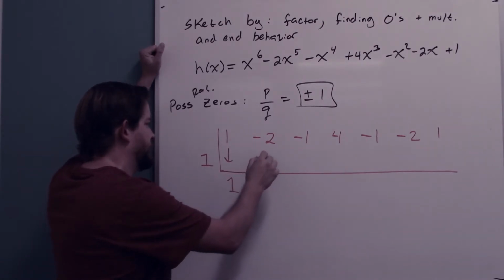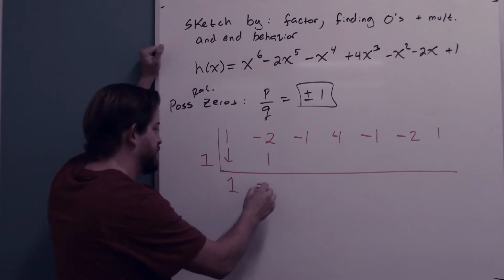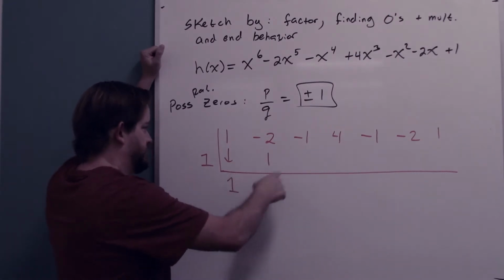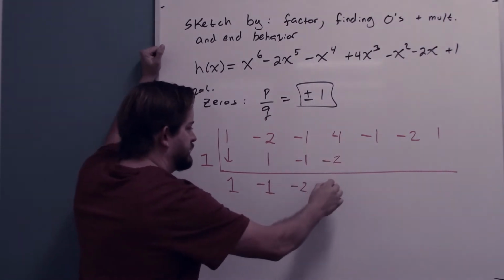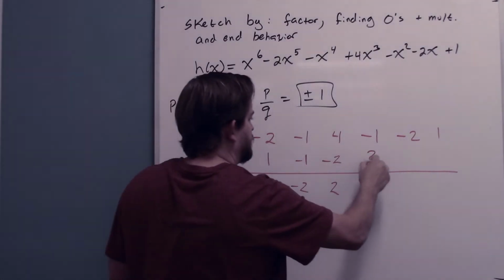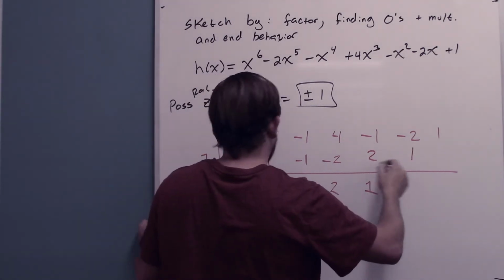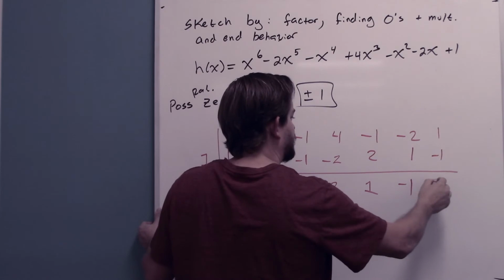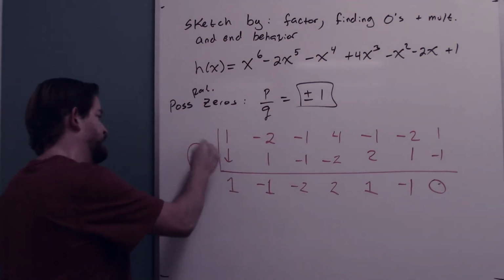The 1 just drops down. 1 times 1 is 1, that's 1. Negative 2 and positive 1 is negative 1. That's a negative 1, that's a negative 2, and a negative 2, that's a 2, and a 2, and a 1, and a 1, a negative 1, and a negative 1, and a 0, right? So it worked the first time, that's one of them.